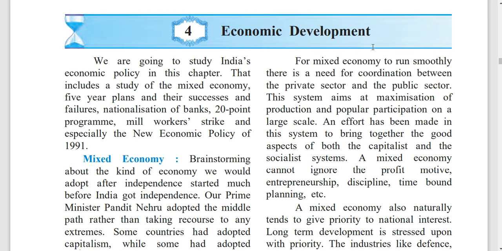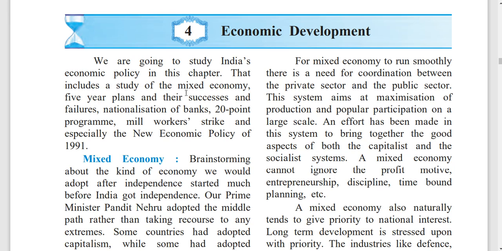Hello students, now we will read chapter 4, Economic Development, of the History subject, class 9th, Maharashtra board. So now let's start. We are going to study India's economic policy in this chapter.